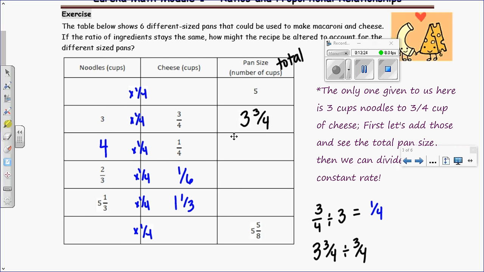The next thing we need to figure out, I'm going to switch colors here. I'm going to do red. The next thing we need to figure out is how did I get from 3/4 to 3 3/4? That's what this problem is right here. I'm basically saying what did I multiply 3/4 by to get 3 3/4?